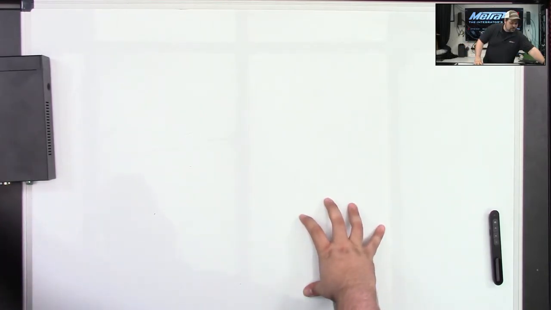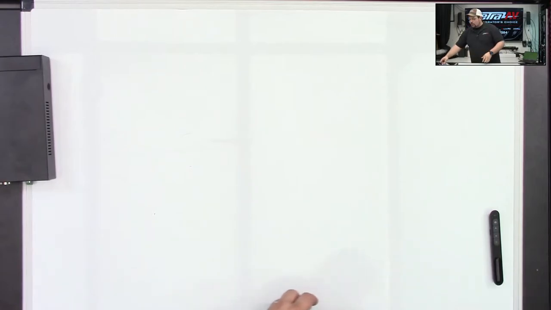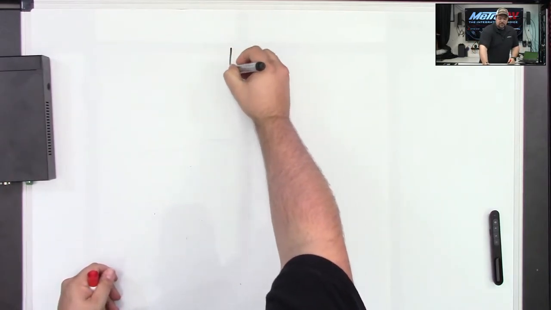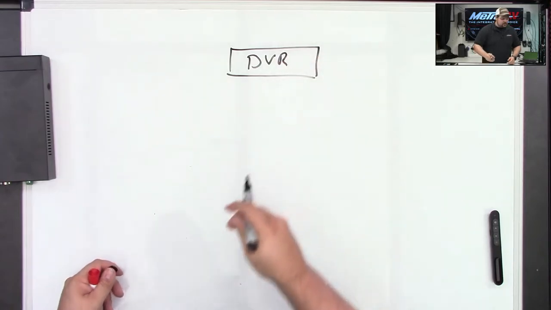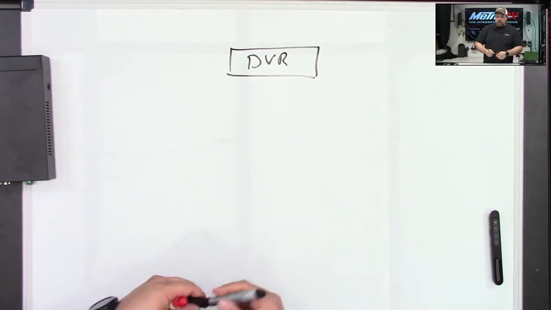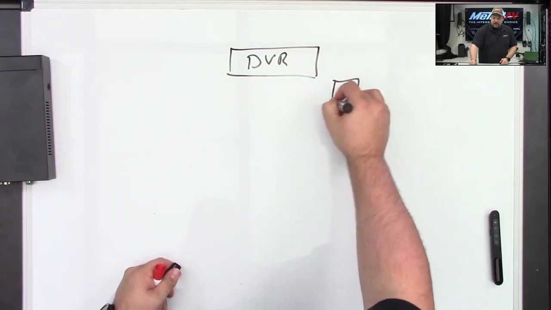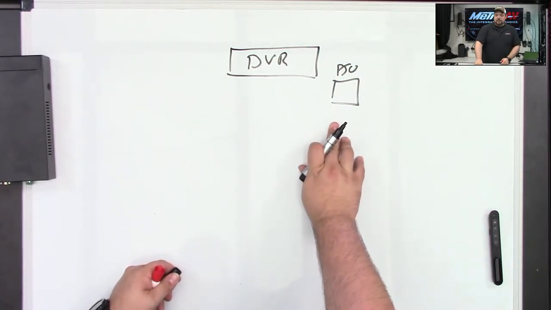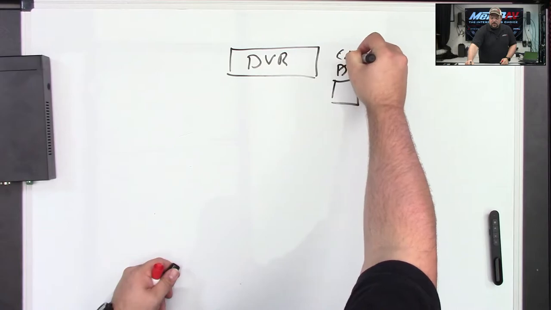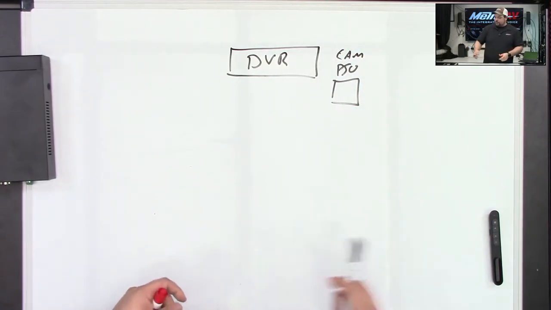The first thing that I wanna talk about is where we have a DVR and what a DVR system looks like, right? So we're gonna start up here at the top. This is gonna be our DVR. Now, a DVR system is really straightforward. For the most part, you have a DVR, and then usually you have some kind of power supply for the cameras, right? So this is the camera power supply.